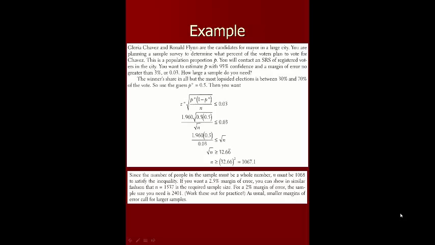The winner's share in all but the most lopsided elections is between 30 and 70% of the vote. Okay, so that's not going to help us, so we're going to use 0.5. Notice how we plug those values into our formula, and we get the 1.96, which is our z star for a 95% confidence interval. And then in the second step, notice how we take the square root and break it up to 0.5 on the top times 0.5, and then we have the square root of n on the bottom.